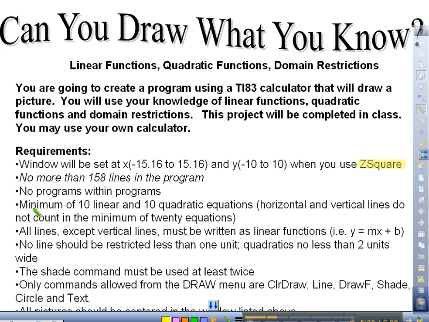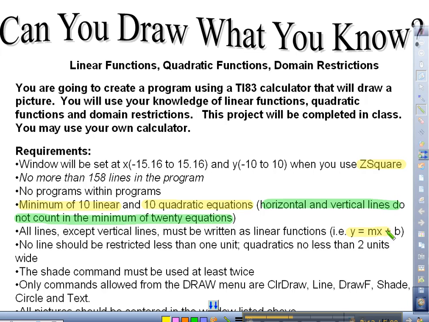Here's what you need to underline or highlight. There needs to be a minimum of 10 linear functions or equations and 10 quadratic equations. And I want you to note that horizontal lines and vertical lines do not count in the minimum of 20 equations. You can use horizontal lines and you can use vertical lines, but your linear functions have to have either a positive slope or a negative slope. The slope cannot be undefined and the slope cannot be 0 to be counted in as one of the minimum 10 linears. All right?